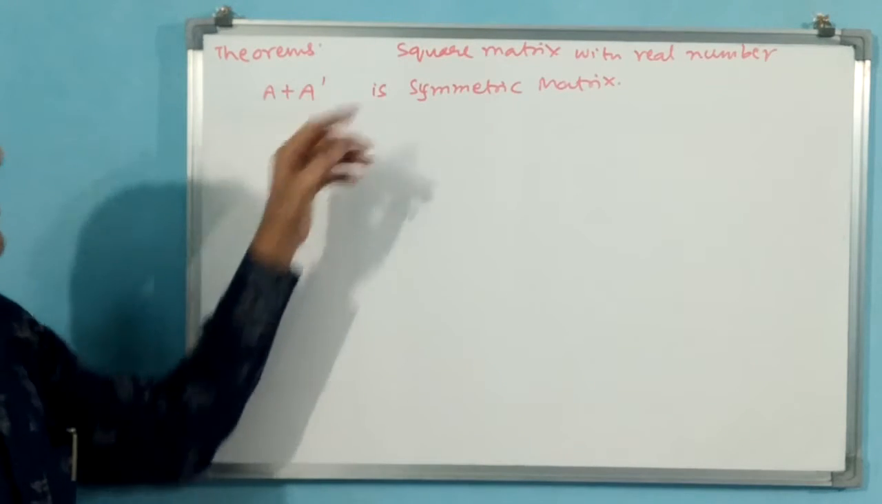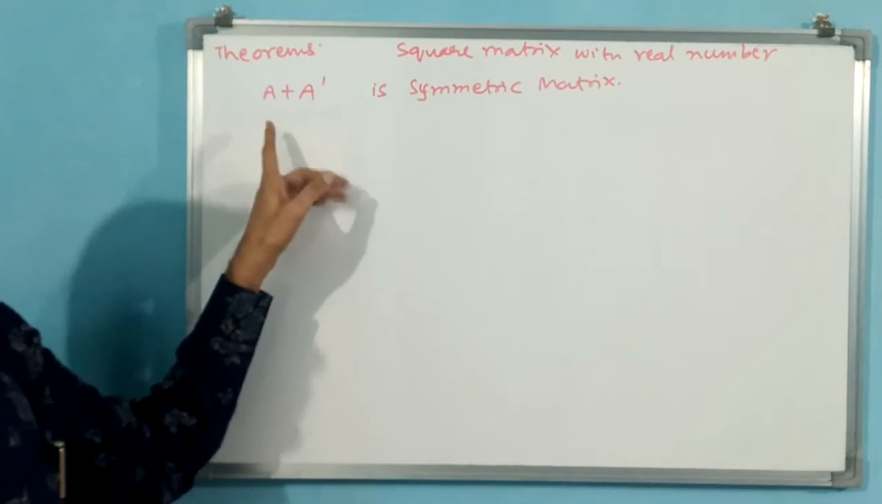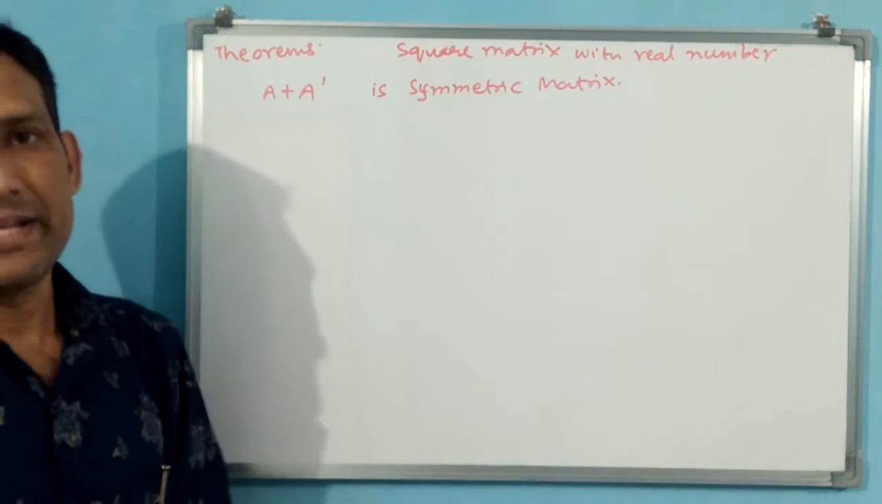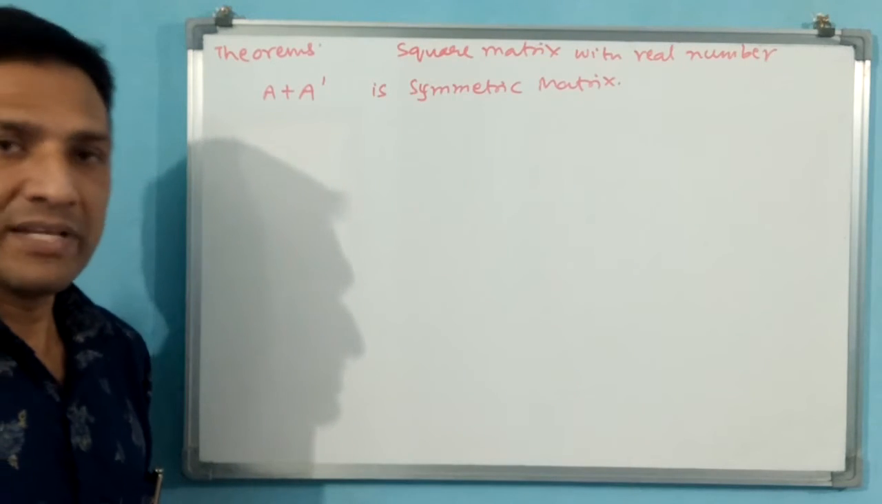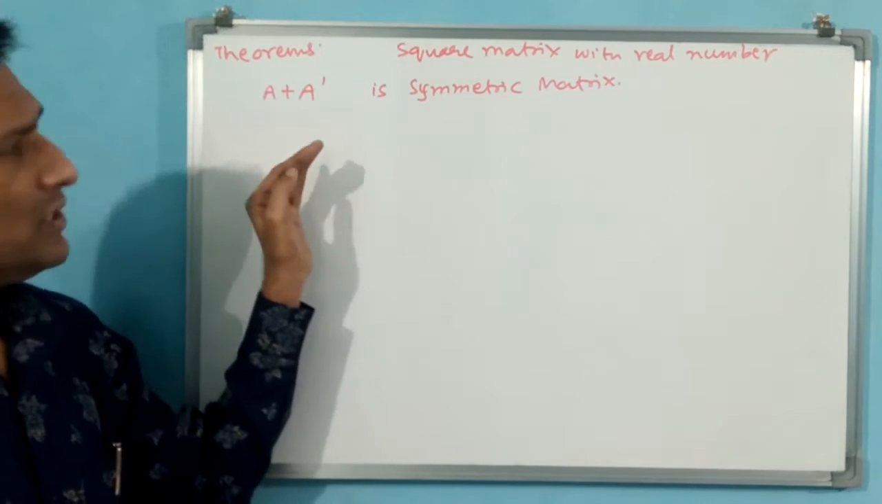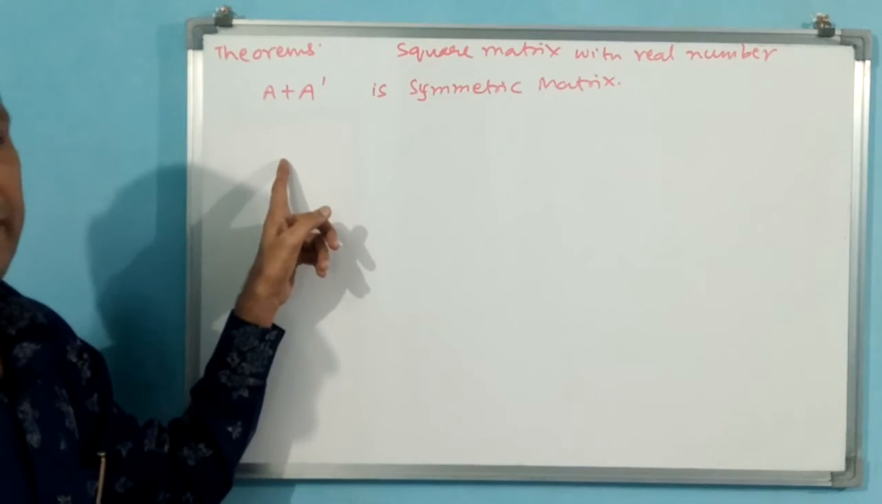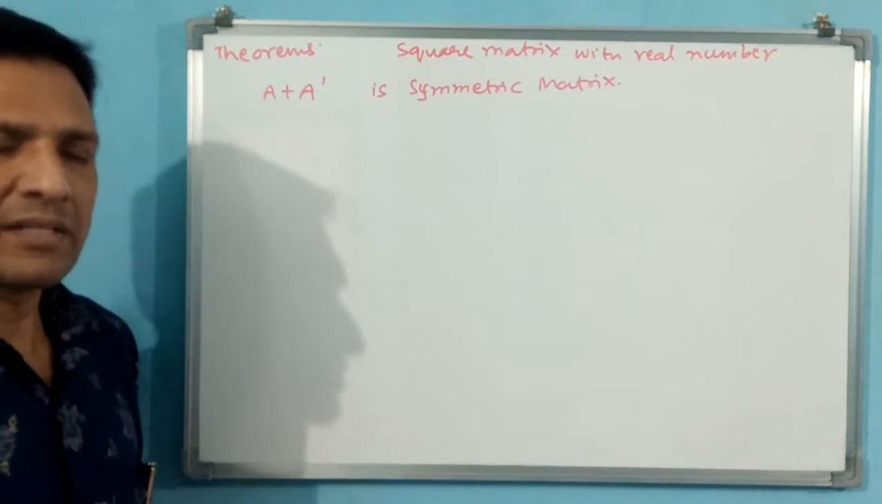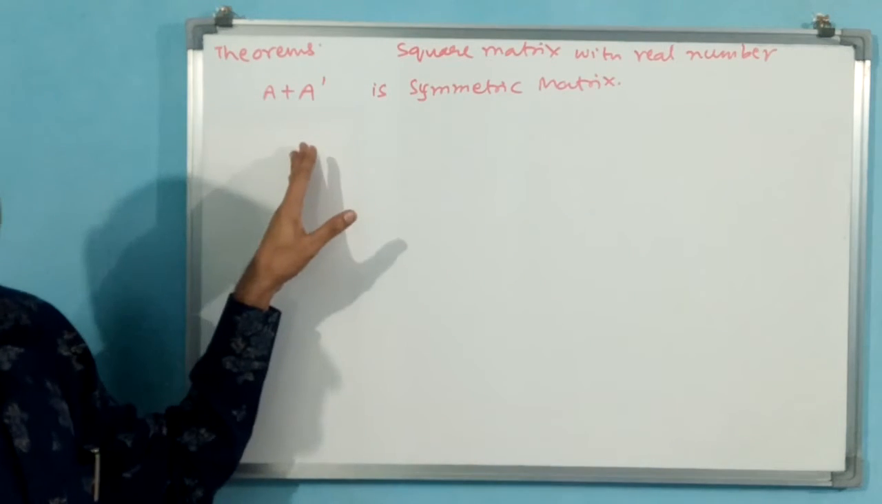See, the first theorem: A plus A dash, or A plus A transpose, is a symmetric matrix. A plus A transpose is a symmetric matrix. This is the first theorem. In the first theorem, the other part is that A minus A transpose is a skew symmetric matrix also. That also we will see. First, let us see this one.